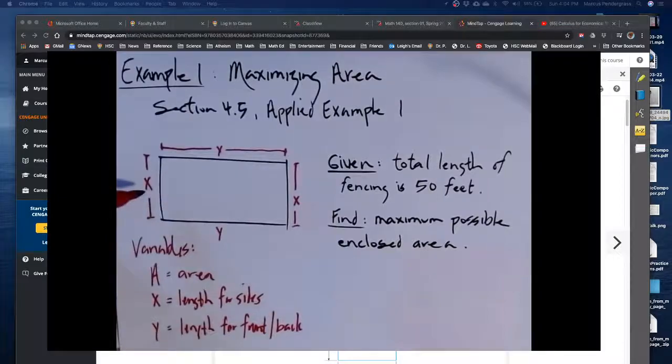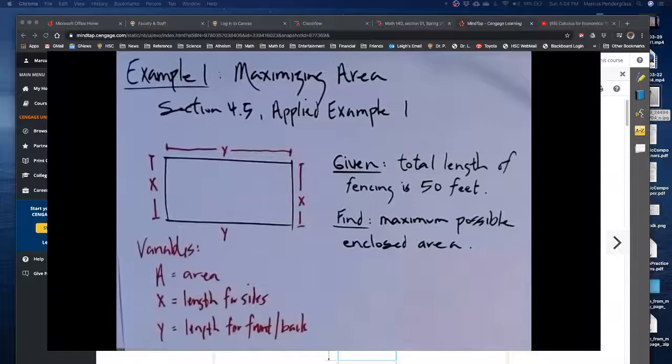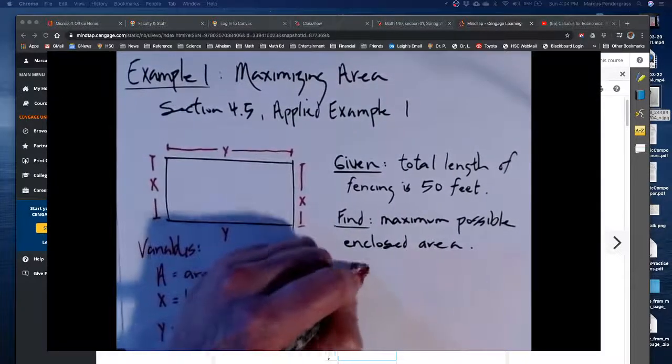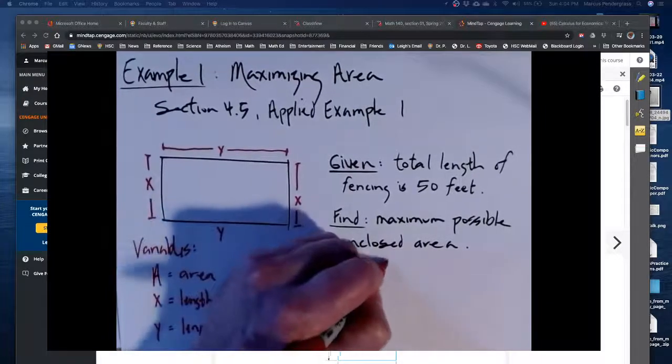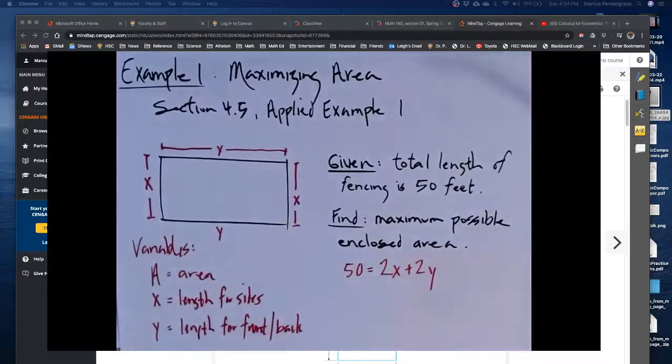But the perimeter consists of these two sides, each of which has length X, and the front and the back, each of which has length Y. So that would say that the total perimeter, which is 50 feet, would have to be 2X plus 2Y. That makes sense, right? Because we're using 50 feet to fence in the garden. So that's one piece of information that we've translated into mathematical terms.